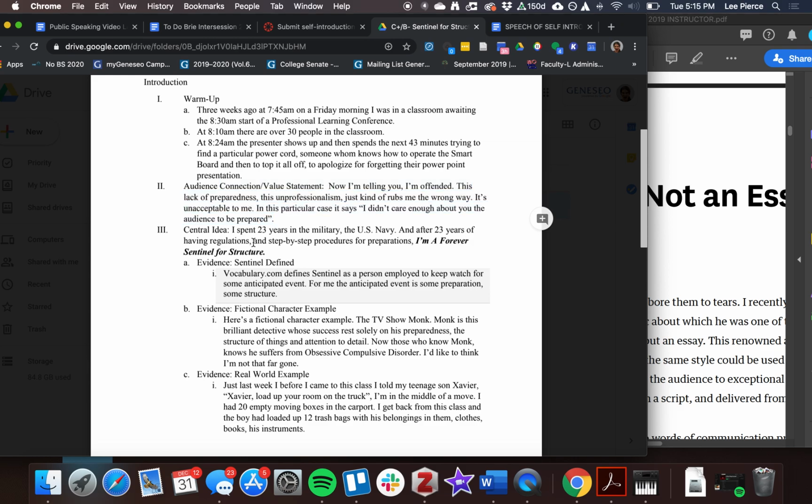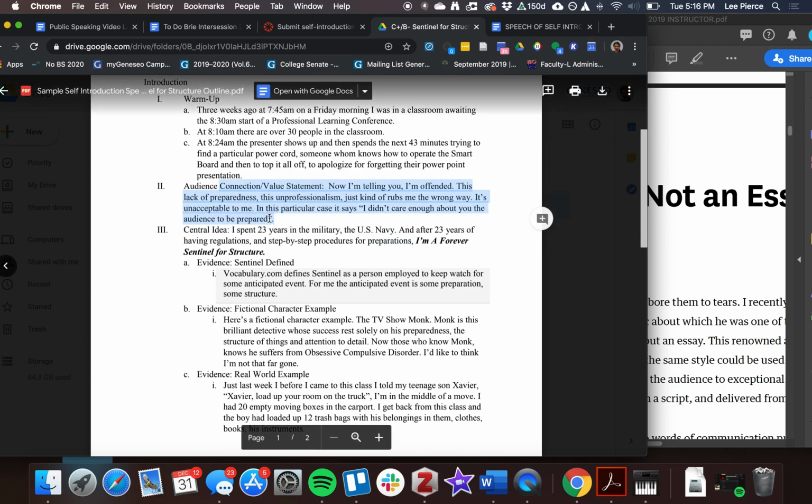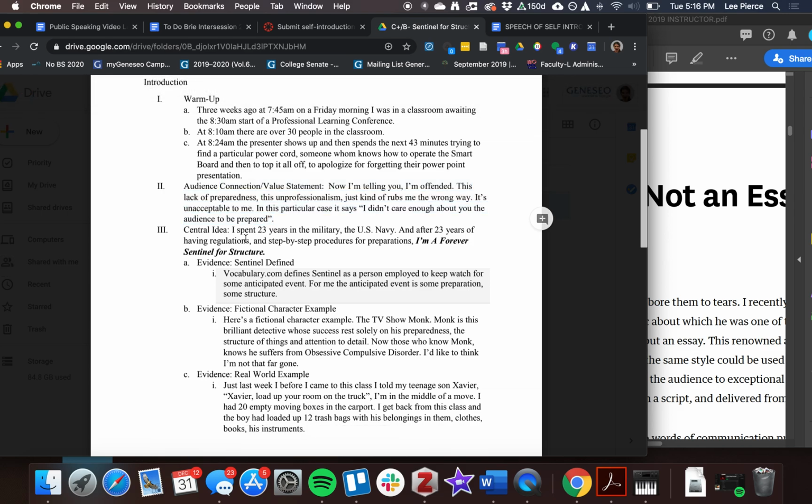So in this case, since it's all about structure, Jeffrey should probably do something like, regardless of whether you're a type A hyper neat freak or you just love chaos, all of us love some kind of structure. And for me, it's really important. I'm a sentinel for structure. So he kind of gets everybody to recognize that structure is important to them, but he just sort of makes it uniquely important to him.